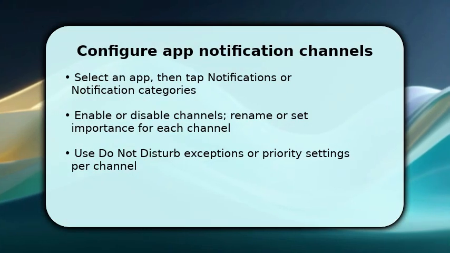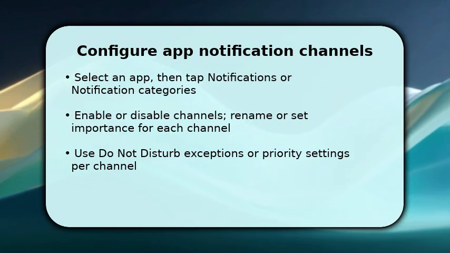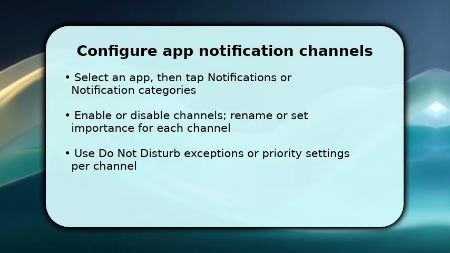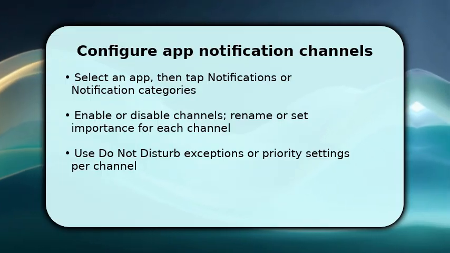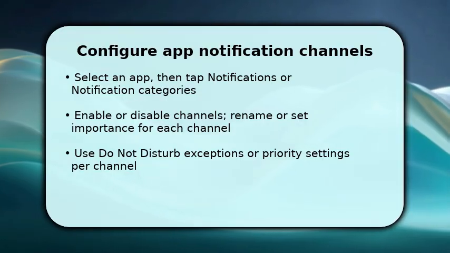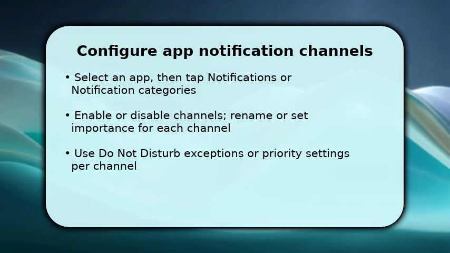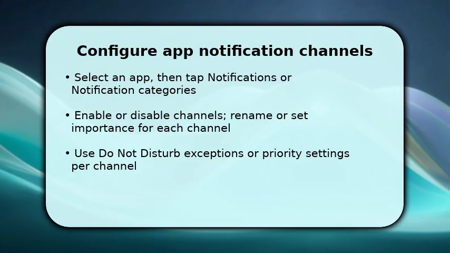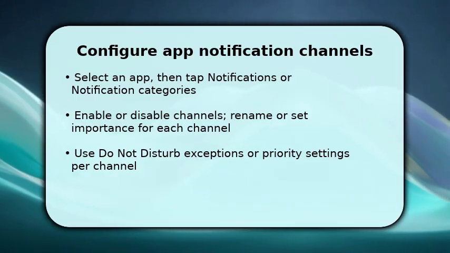You now choose an app and tap Notifications or Notification categories to reveal channels. For each channel, set importance level, sound, and lock screen visibility. This separates alert types like chats versus promotions. Rename channels for clarity and turn off ones you don't need. Once you adjust a channel, send a test notification or wait for one to confirm the change.